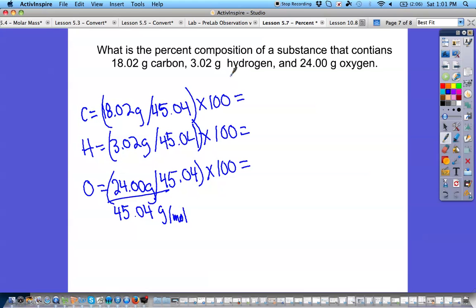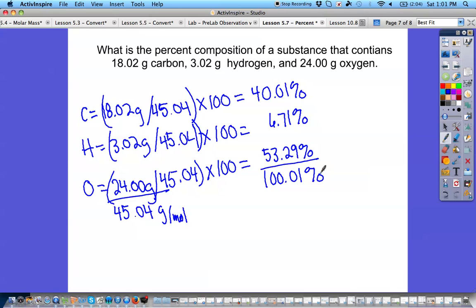Okay, so our percentage of carbon is going to be 40.01%. Percent of hydrogen is 6.71%. And oxygen is going to be 53.29%. Add those together, and I got 100.01%, which still falls within our acceptable range.